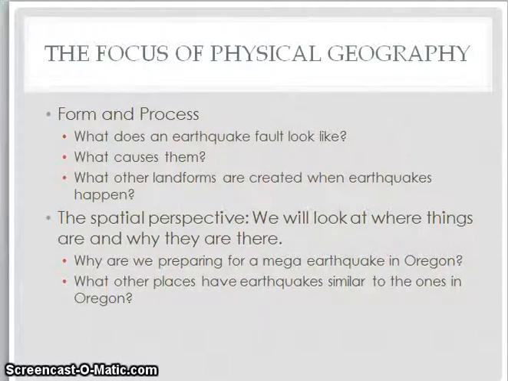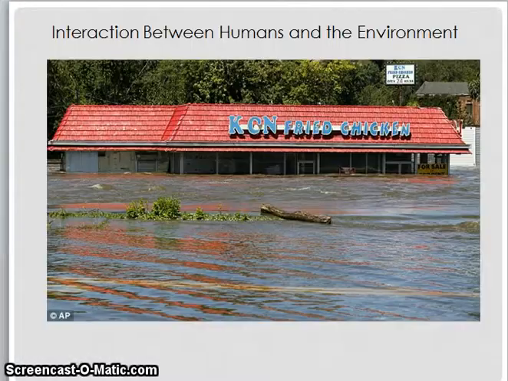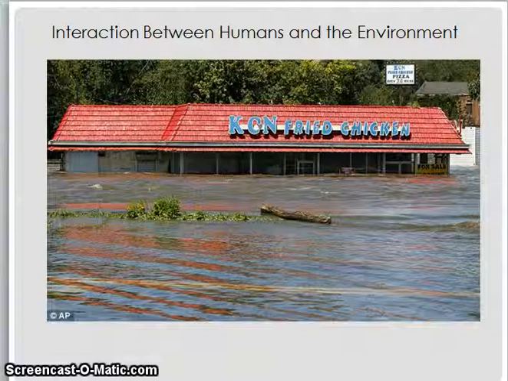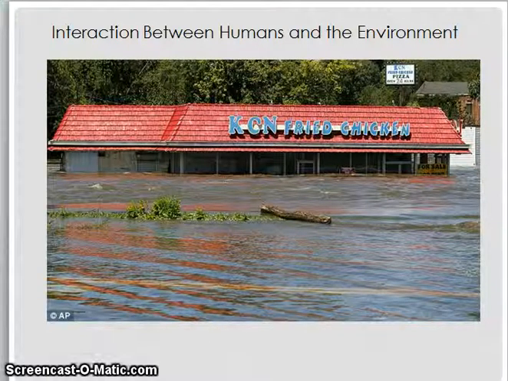We're also going to look at the spatial perspective. We want to know where things are, why they're there, and why people care about them. Another aspect of physical geography, if it's done well, is that interaction between humans and the environment. So we'll use that a lot in the term, and I like to bring in natural disasters just because I think they're engaging and they're important.